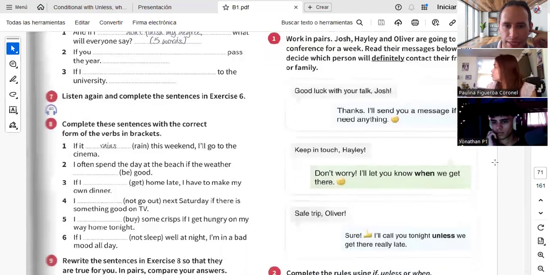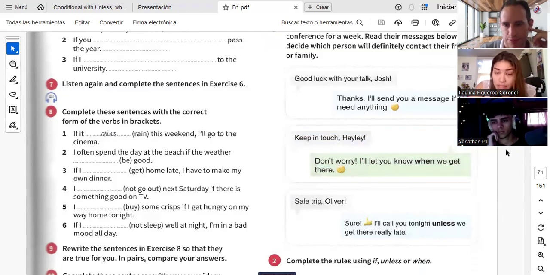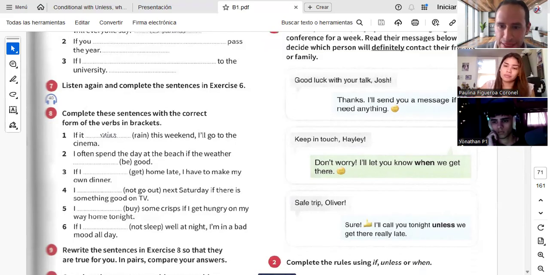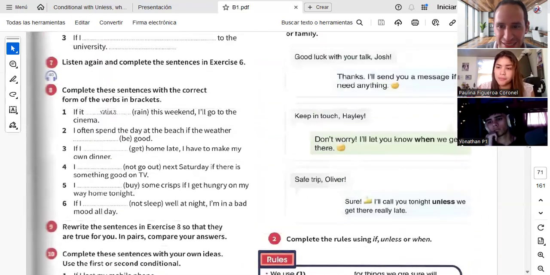Paulina, could you read the next one, please? Keep in touch, Haley. Don't worry, I will let you know when we get there. Okay, what kind of conditional is this? I think it's first. First conditional. Well done. You're right, Paulina. The last one, please. Sorry, Jonathan. Okay, the last one.